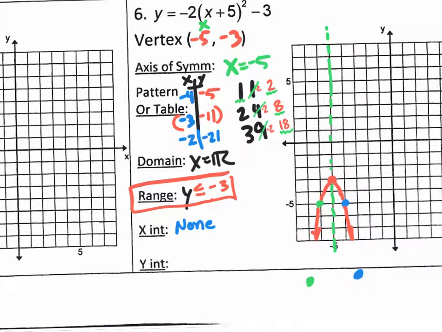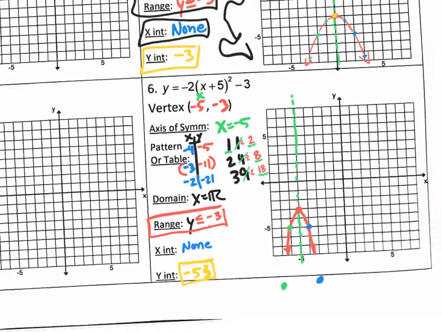How do you figure it out? You set x equal to 0. So when you set x equal to 0, 0 plus 5 is 5. 5 squared is 25. 25 times negative 2 is negative 50. And negative 50 minus 3 is negative 53. So the y-intercept really is negative 53, guys. So it actually crosses the y-axis at negative 53. That's how you do this stuff.